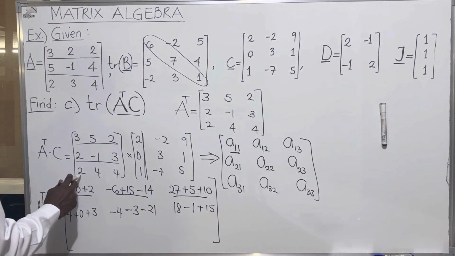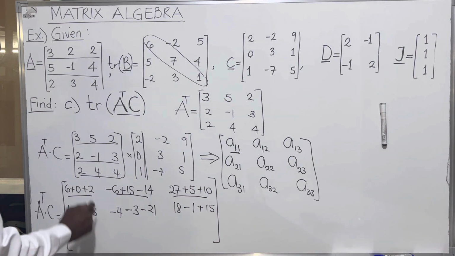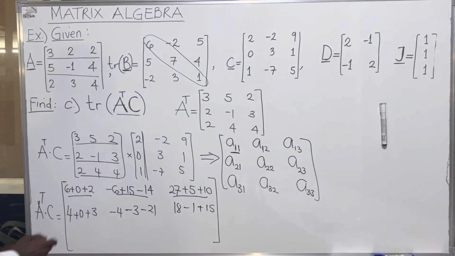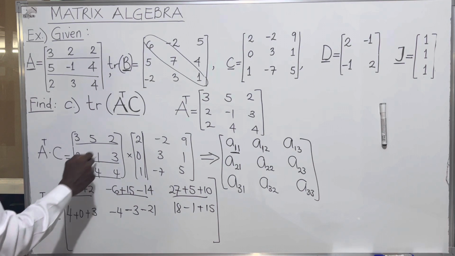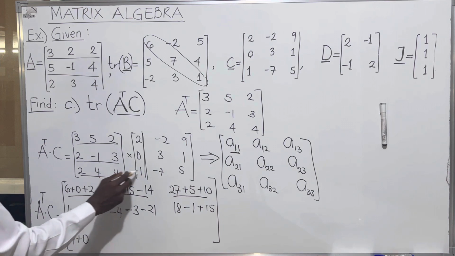We move to the third row. So in the third row, again, we start with row 3 times column 1. So it's 2 times 2 is 4, 4 times 0 is 0, and then 4 times 1 is 4.